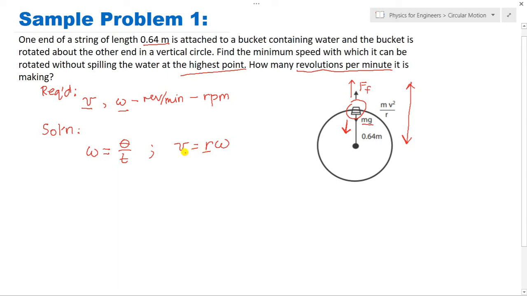Since we are given our radius, and since we already solved for the velocity, therefore we can rewrite W, or the angular velocity, is equal to your linear velocity all over the radius. And then plug in the values. We get earlier a velocity of 2.51 approximately, divided by the radius of 0.64. Now the answer for our angular speed is 2.51 all over 0.64. This is equal to 3.92.